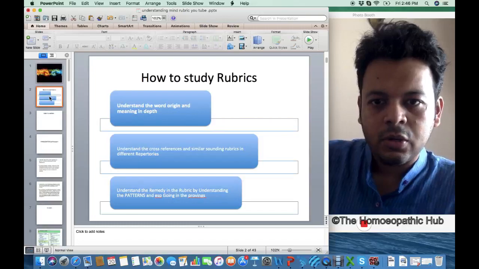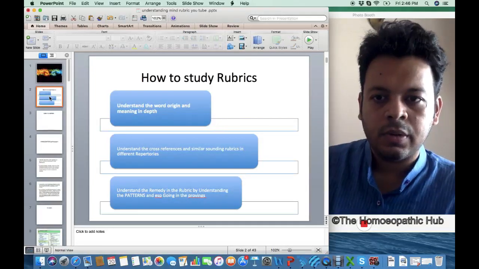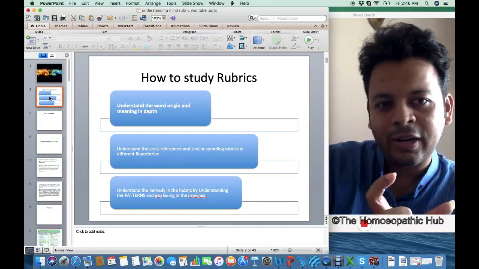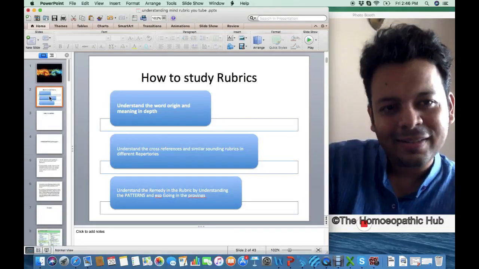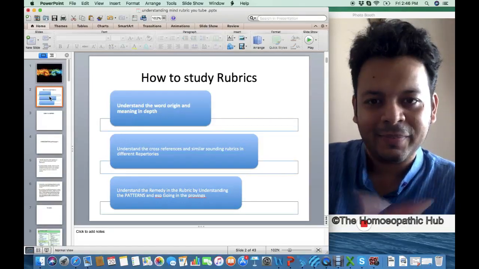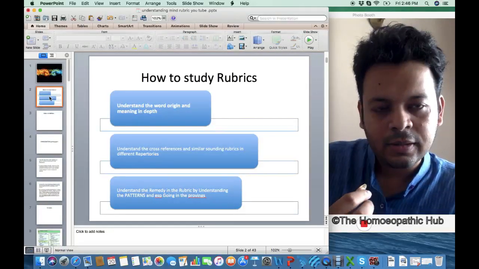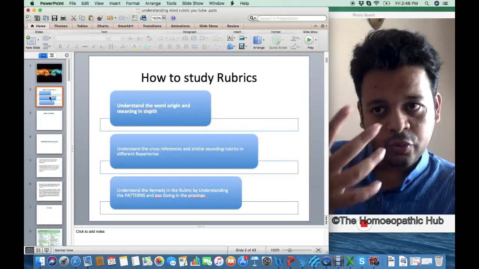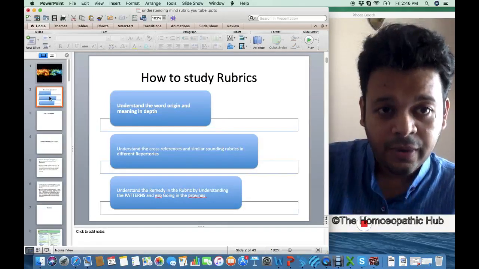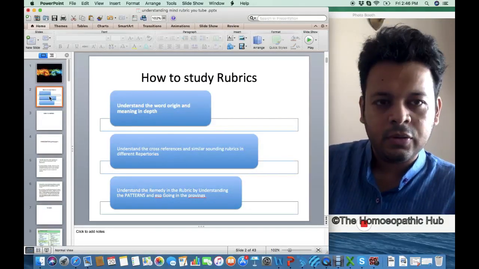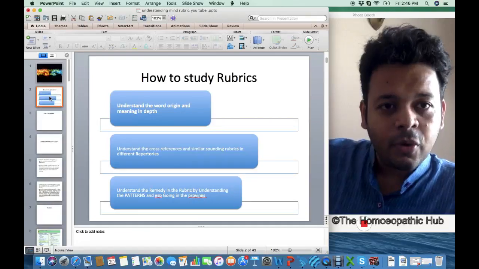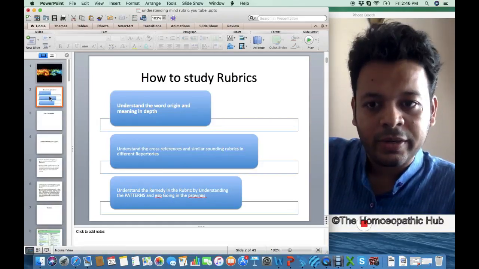The second step is to understand cross references. For example, there is a rubric obstinate, and another close rubric is disobedient, and contrary is another close rubric. Like that, you have to make patterns of different rubrics. Also, you have to think about how different rubrics are given in different ways: how it must be given in Kent, in Complete, in Phatak, in Nair. So be open and flexible about looking at different repertories in mind. You remember Bonninghausen's repertory has only 17 to 18 rubrics.